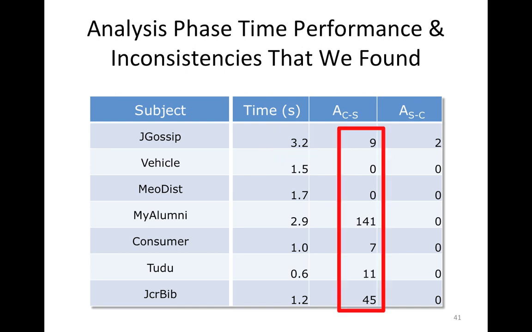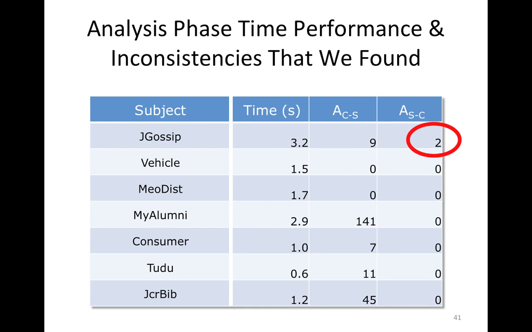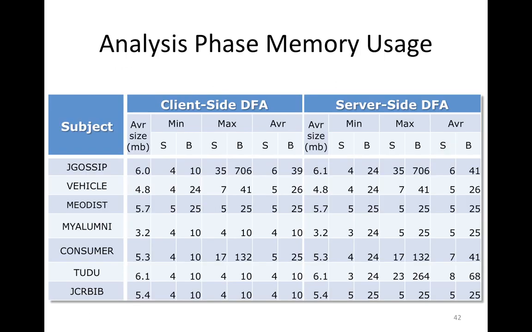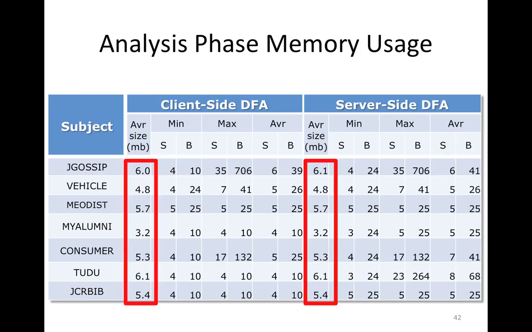In general, we found differences where the client is more relaxed than the server, so it accepts more than the server. At the same time, we found two errors where the server is more relaxed than the client. So the server accepts things that the client should not accept. We consider these to be serious bugs, since they may lead to vulnerabilities. In terms of memory, the average memory used during the analysis was about 6 megabytes.